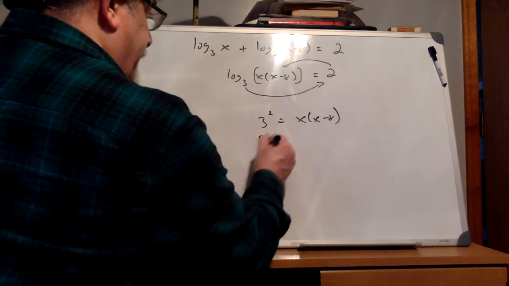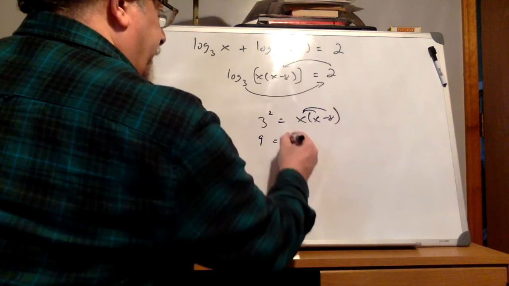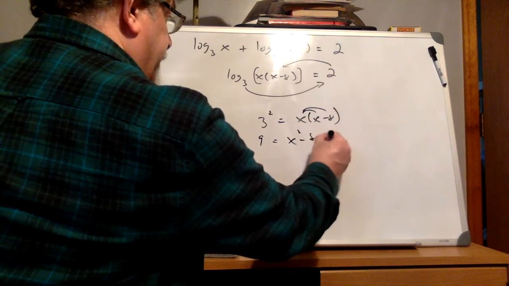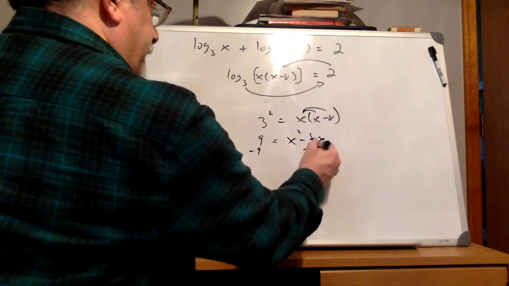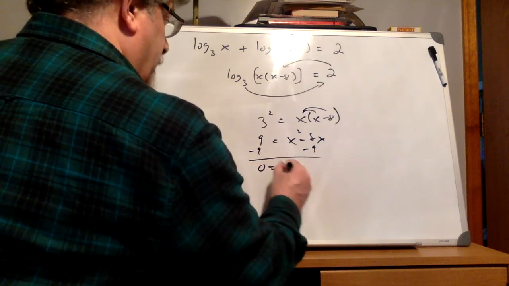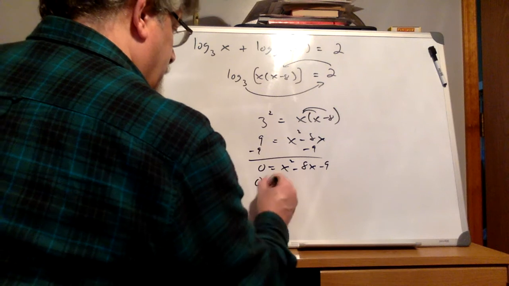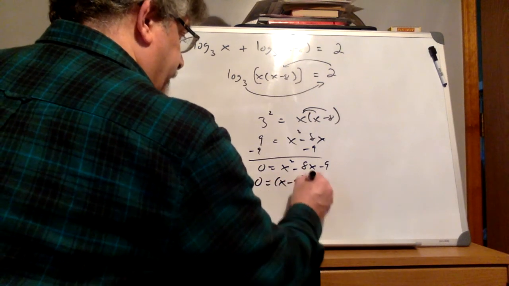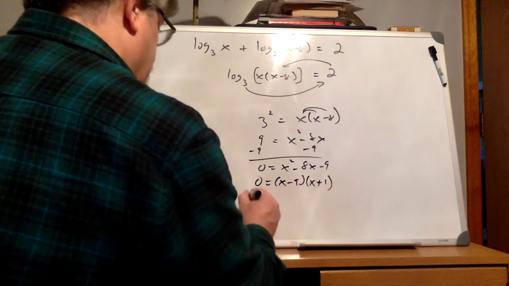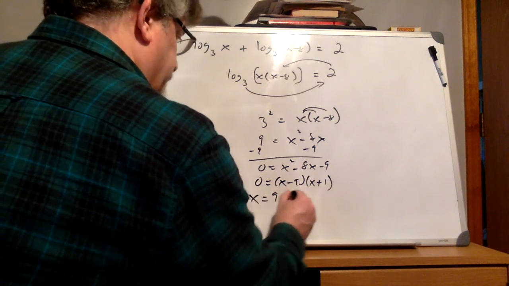So on the left side I get 9. On the right side I distribute, I get x squared minus 8x. I subtract 9 from both sides. So I have x squared minus 8x minus 9. That factors to x minus 9 times x plus 1. And I would have x equals 9 and negative 1.